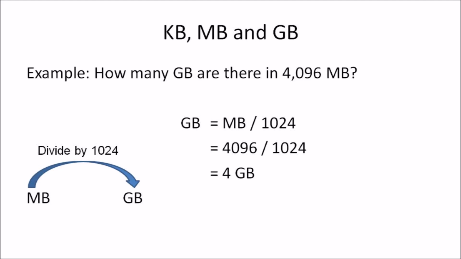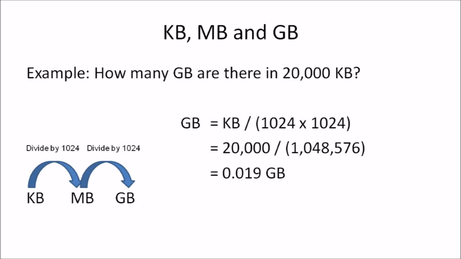In this example, how many gigabytes are there in 4096 megabytes? We're converting megabytes to gigabytes. We need to divide by 1024. So the formula is gigabytes is equal to megabytes divided by 1024. We substitute the amount, 4096 divided by 1024, which gives us 4 gigabytes. So the answer is 4 gigabytes.